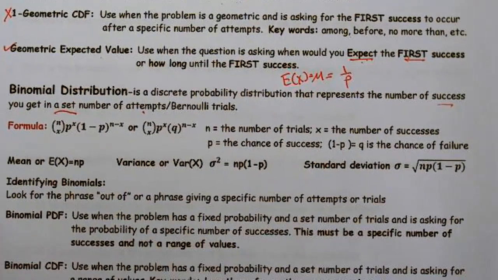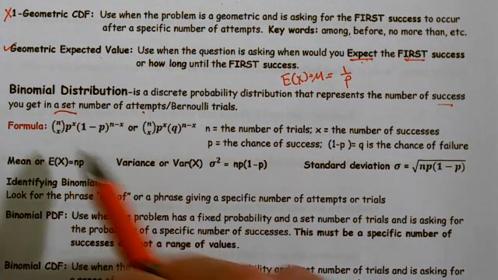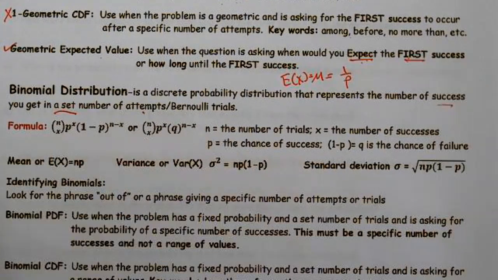Whereas with a binomial, it's like, hey, out of 10 people, how many people did you end up liking? I had a specific number of trials. I had a trial of 10. This is my formula. I'm just going to tell you what it means.